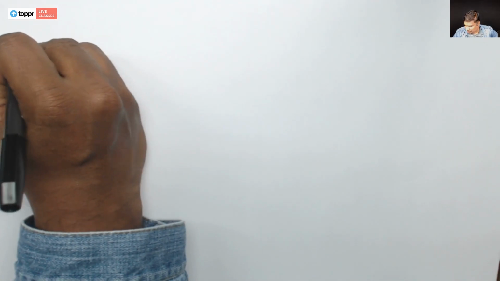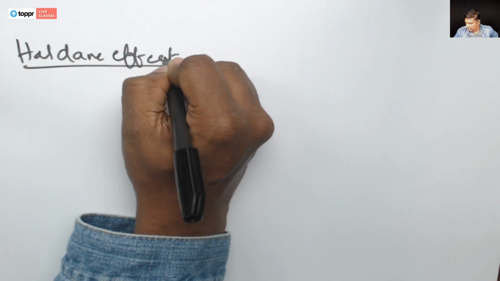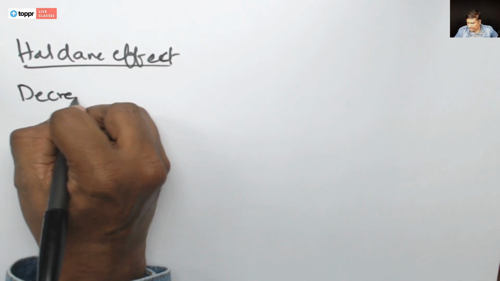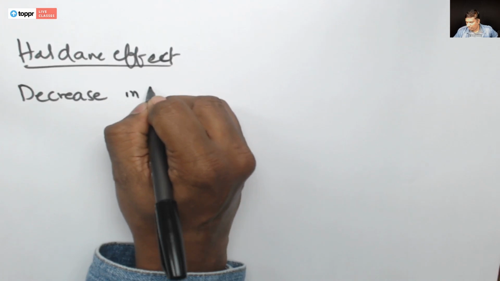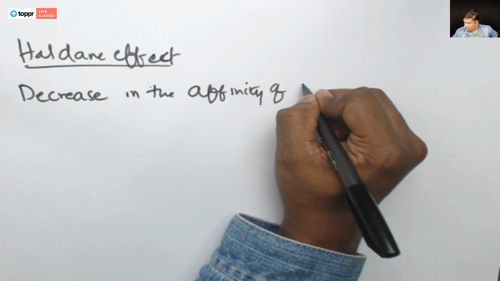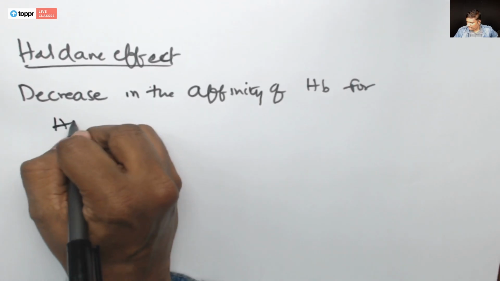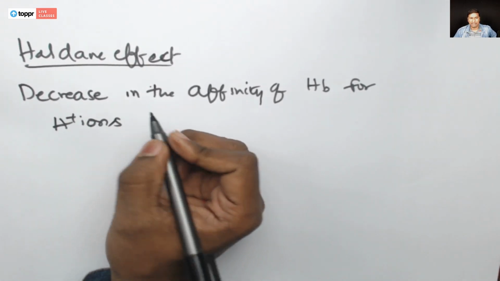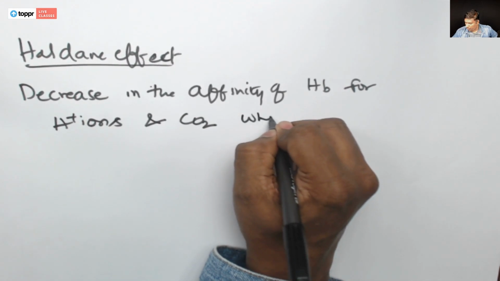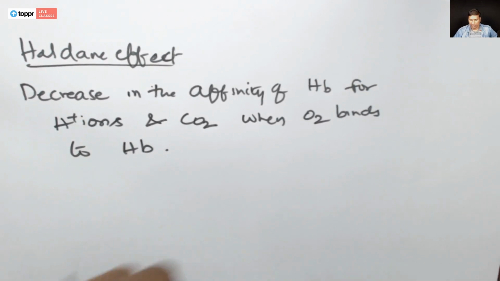Then you have the Haldane effect. The Haldane effect is the decrease in the affinity of hemoglobin for H plus ions, that is the protons, and carbon dioxide when O2 binds to hemoglobin.